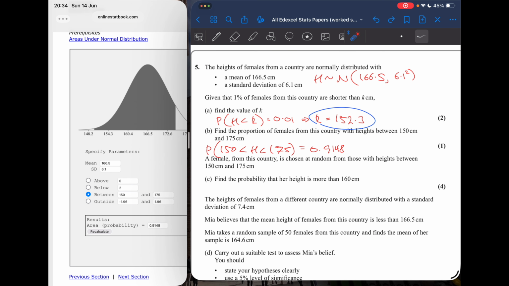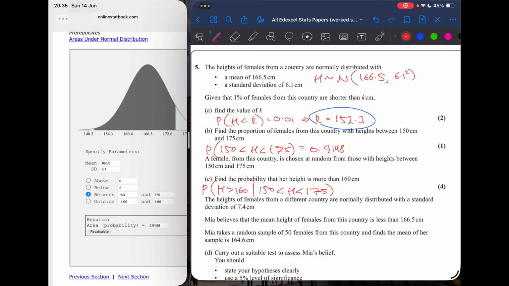Right, next bit then. A female from this country is chosen at random from those with heights between this. So that tells us that we'll find that probability, but it's been given that thing above: 150 is less than H is less than 175. What we've been asked about is height more than 160. How do we know it was given that? Because we're chosen at random from those people, not from everyone. The one that we had before chooses from everyone in that country, not just the middle 91% of heights.